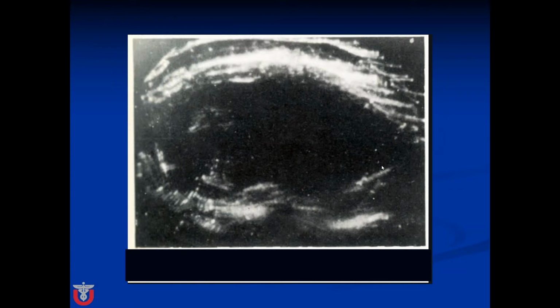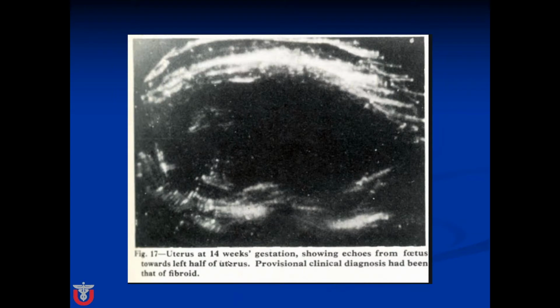This is one of the first published diagnostic ultrasounds, and you can decide what you think this is. To me, it looks kind of like a giant eyeball. Here's some eyelashes out here, but you can decide what you think it is, and the answer is it's a 14-week gestation. Apparently the fetus is over here, but read what it says down this last line. A provisional diagnosis had been made of a fibroid. So now we're able to diagnose a 14-week pregnancy on ultrasound instead of a fibroid. We have come a long way, baby.